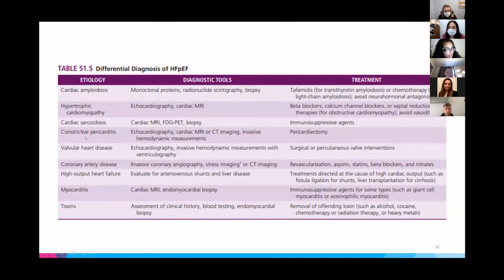sarcoidosis, constrictive pericarditis, valvular disease, coronary artery disease, myocarditis, toxins, high output heart failure. So all of these would be treated differently than just heart failure with preserved ejection fraction without having one of these etiologies. And so there are different ways to diagnose these different diseases, but again, you have to have a clinical suspicion for some of these based on history, exam, EKG findings, different studies such as MRI or other imaging modalities.